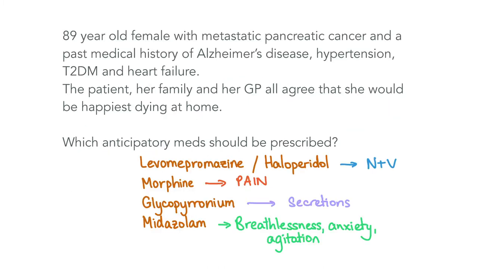An antiemetic like levomepromazine or haloperidol would be ideal as they are also anxiolytic. Beware that cyclizine may exacerbate heart failure. Morphine for pain and breathlessness, glycopyrronium for secretions, and midazolam for agitation should also be prescribed.